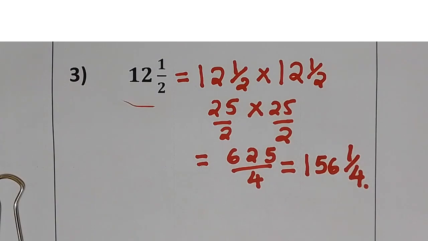Hope you understand how to find the square of a number, whereby we multiply the number by itself. For the fraction, we multiply the fraction by itself.